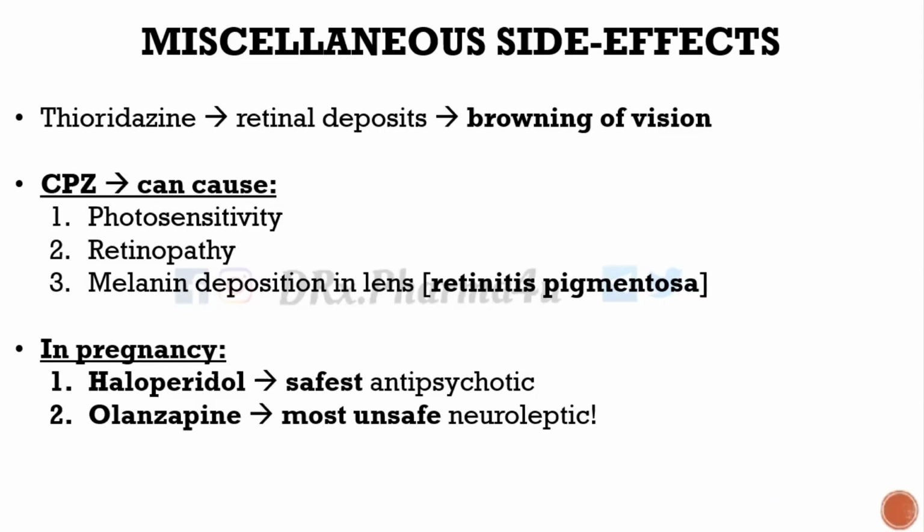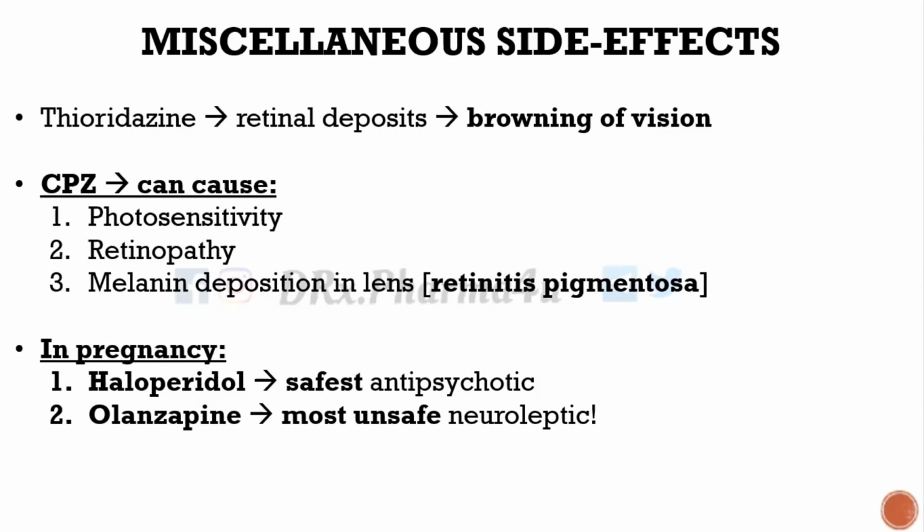It can cause retinopathy also. If a patient is having blurred vision after taking chlorpromazine, they should report to the physician or the pharmacist. And it can cause the deposition of melanin in the lens. So it is also known as retinitis pigmentosa. This is a problem seen with chlorpromazine.